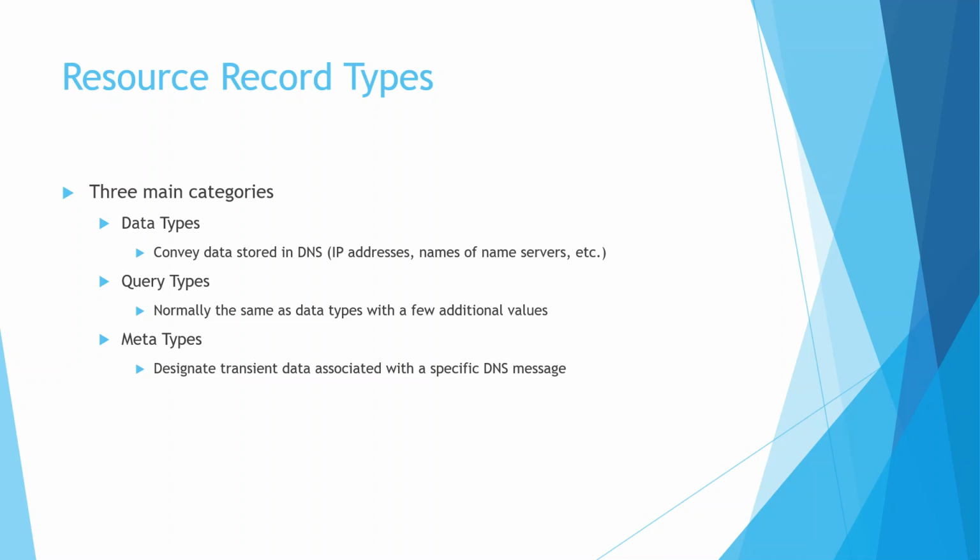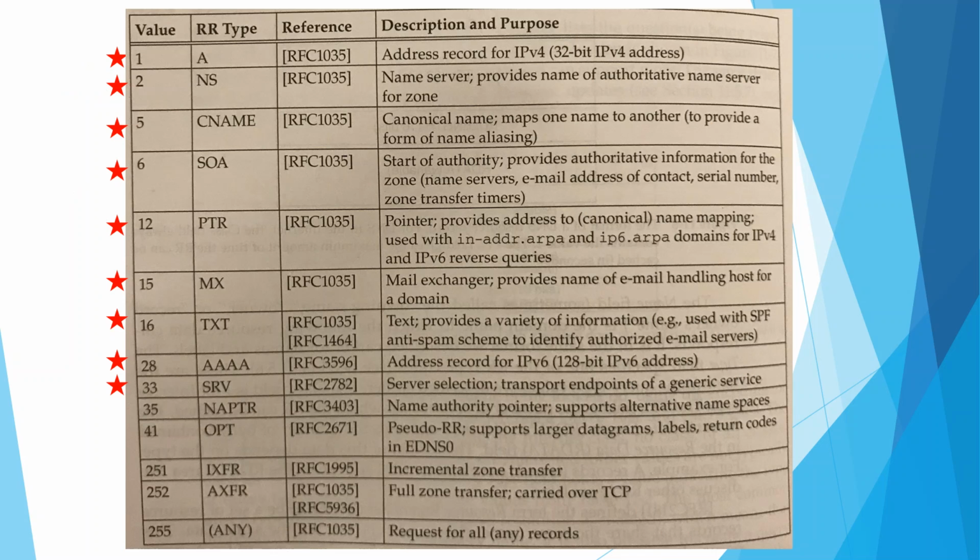Then we have query types. Normally, these are going to be the same as data types. There are going to be a few additional values that are available to us. And then we have meta types. This is going to designate the transient data that's associated with a specific DNS message. So these are going to be the important resource records that I would like you to be very familiar with.